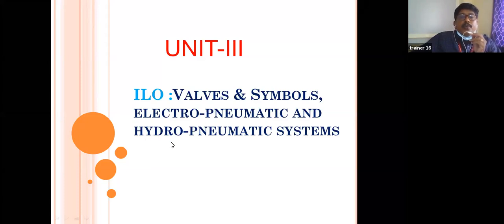And the electro-pneumatic and hydro-pneumatic systems. Here we have to understand the electro-pneumatic actuation system and the hydro-pneumatic actuation system. In electro-pneumatic, we discussed the pneumatic components, that is a compressor and some linear actuator. A linear actuator is nothing but a single acting cylinder or a double acting cylinder. These are all the components.